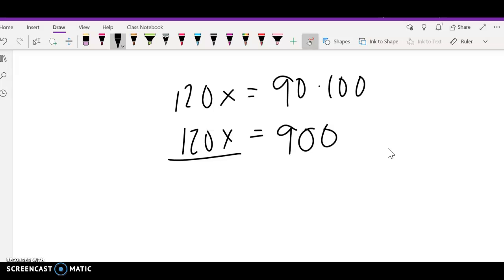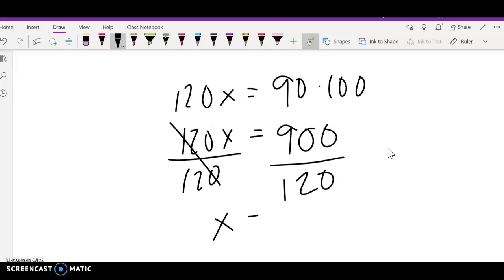And then since the x is attached to 120, we're multiplying by 120, we're going to divide by 120. And remember, we always have to do that on both sides. That gets rid of the 120. I'm left with x, which is what we want. And what does x equal? Let me do it on my calculator. 900 divided by 12, and it's 75.